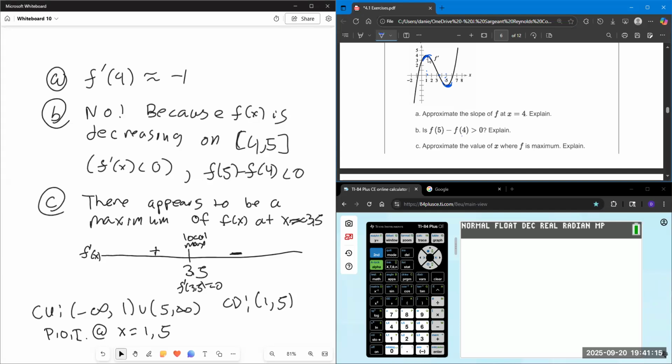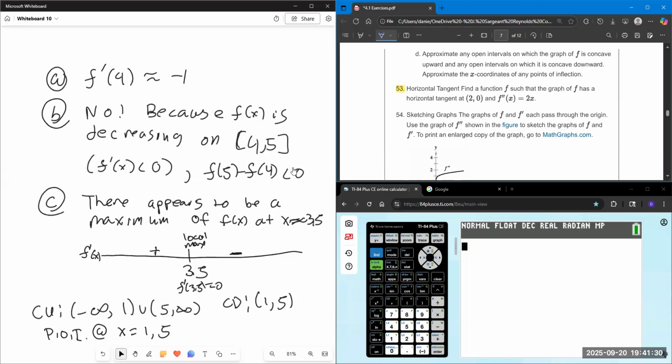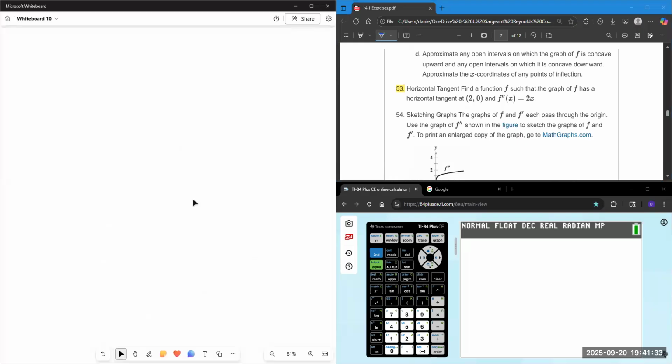All right. Let's go ahead and look now at our next problem, number 53. 53 says that f double prime of x is equal to 2x, and we have a horizontal tangent line. F prime of 2 is equal to 0. F of 2 equals 0.